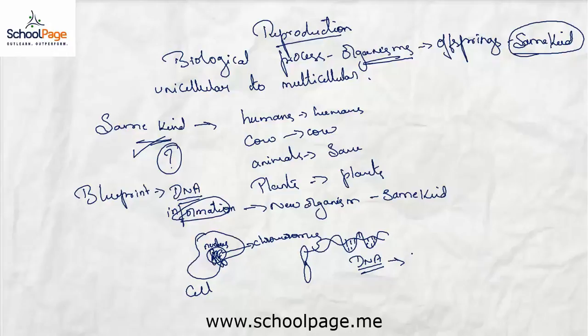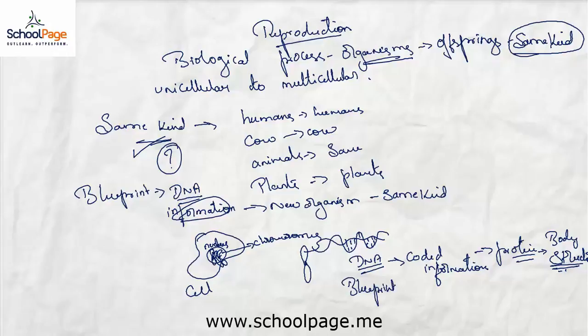DNA contains information in coded form, and this information is for protein. This protein leads to a particular body structure. Now you can see here, DNA is the blueprint. The blueprint has coded information for protein production. The proteins produced in turn result in a particular body structure. Now, if there is a change in the protein, there will be a change in the body structure.